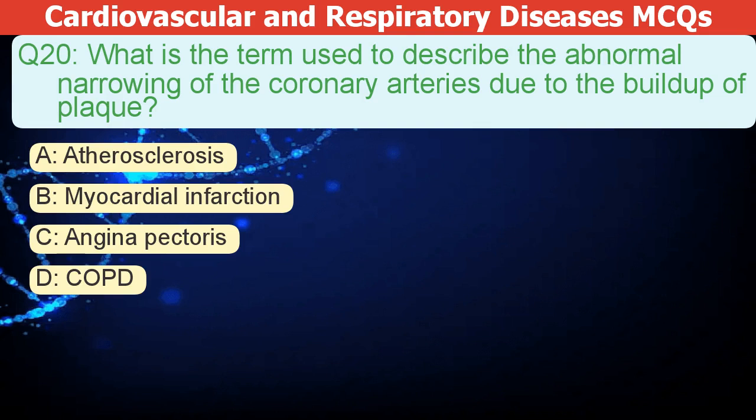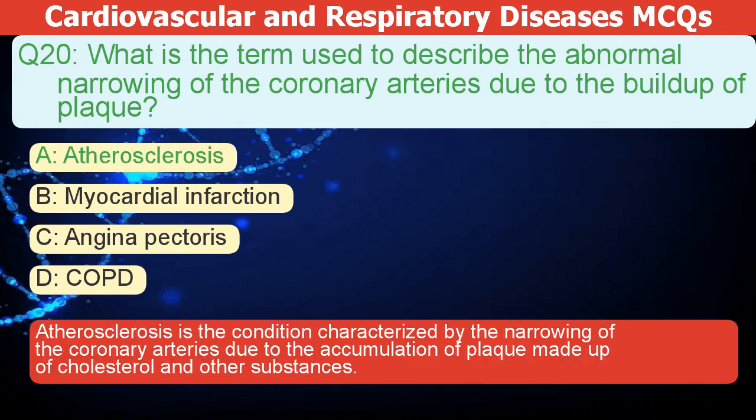What is the term used to describe the abnormal narrowing of the coronary arteries due to the buildup of plaque? A. Atherosclerosis. B. Myocardial infarction. C. Angina pectoris. D. COPD. The correct answer is A. Atherosclerosis is the condition characterized by the narrowing of the coronary arteries due to the accumulation of plaque made up of cholesterol and other substances.